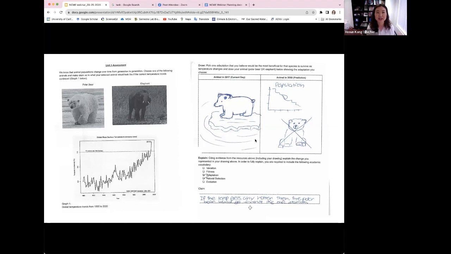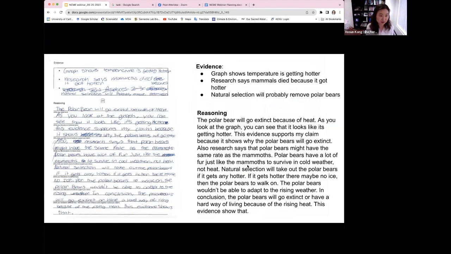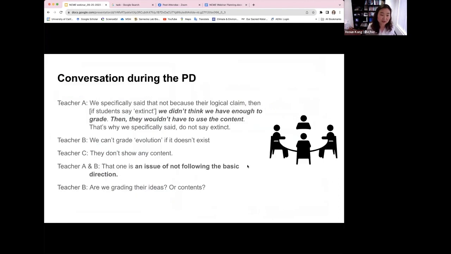Kids are drawing the animal in 2017, 2030, and 2050, and then they have to make a prediction. And you see some evidence of checklists and all kinds of scaffolds that are embedded in the design of the assessment. These kids make really strong use of evidence to support the claim, but the teachers are saying, oh, this kid got 0. So here's part of the conversation.